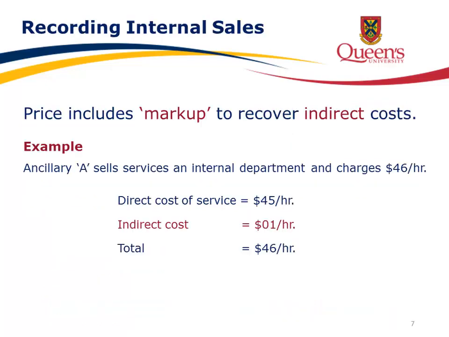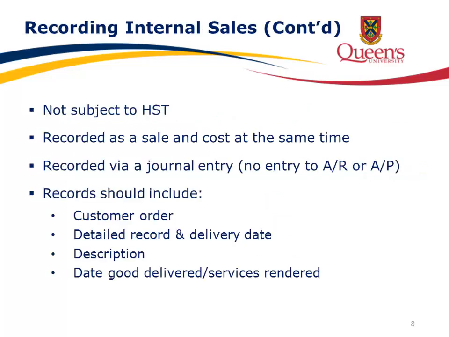When recording an internal sale, the price will include a markup to recover indirect costs. For example, Ancillary A sells services to an internal department and charges $46 per hour. The direct cost of the service is $45 per hour. The indirect cost, or markup, is $1 per hour, for a total cost billed to the department of $46 per hour. An internal sale is not subject to HST.